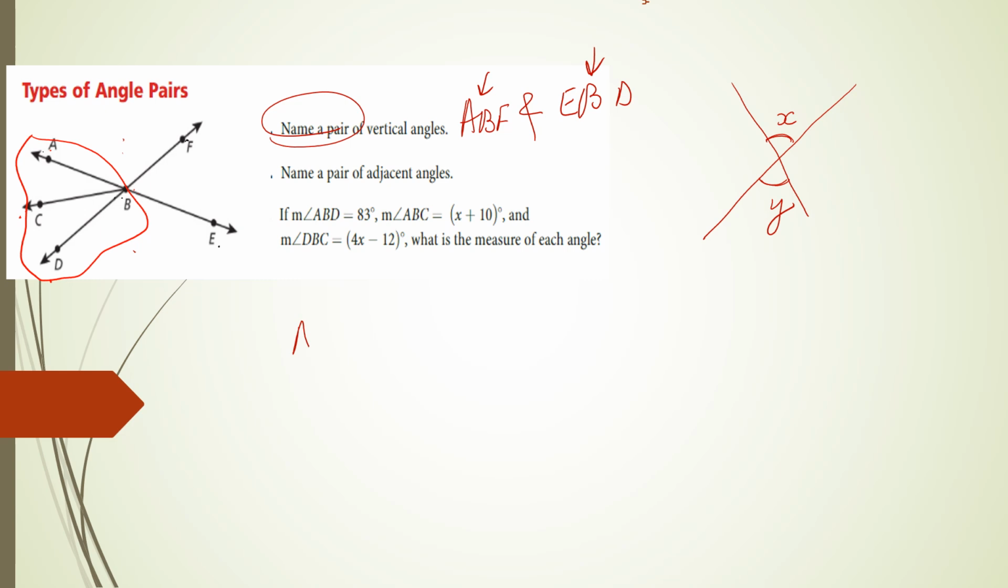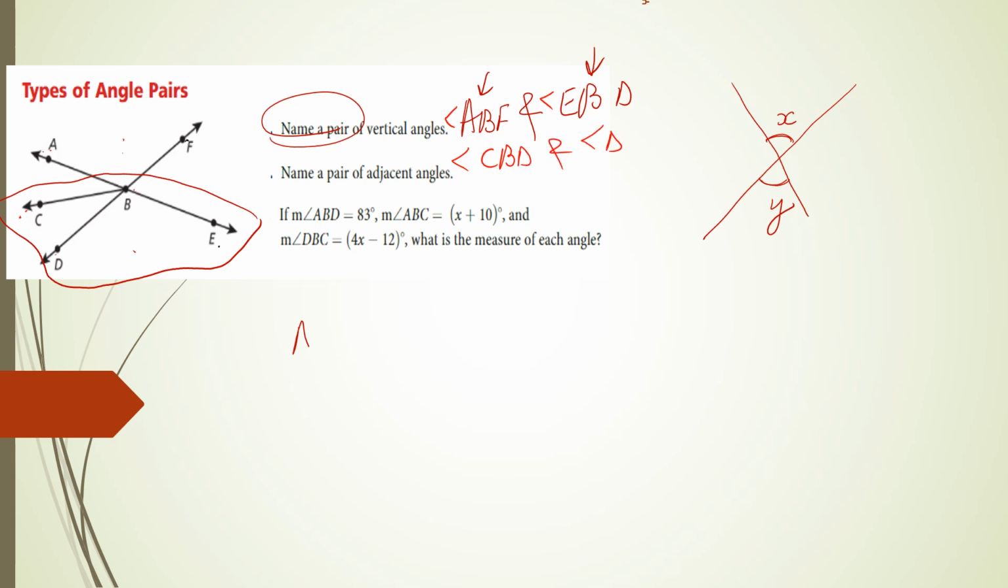Let's make one more pair of adjacent angles. Whatever the measurement is, it doesn't matter. Only the vertex should be common. So these two angles are also adjacent angles. Let's write this: angle CBD and angle DBE are also a pair of adjacent angles because they are beside each other and they have the common vertex.